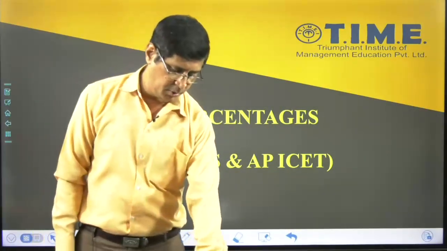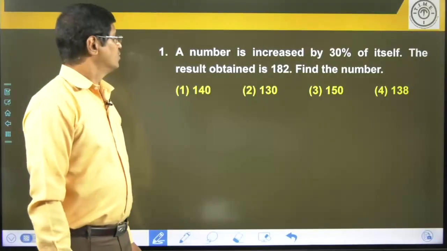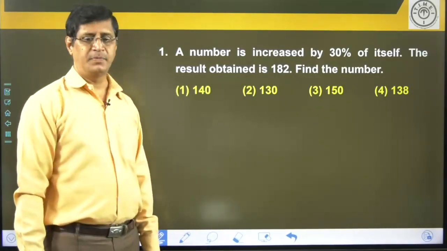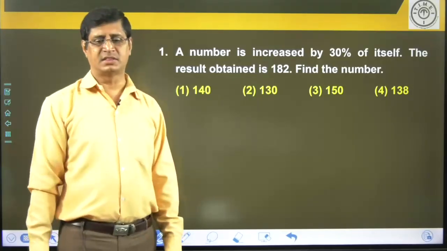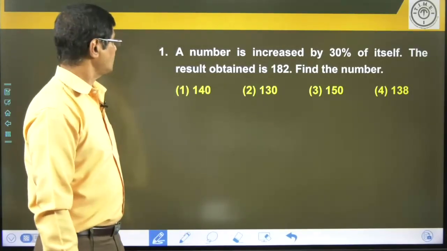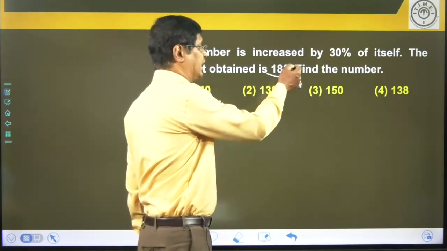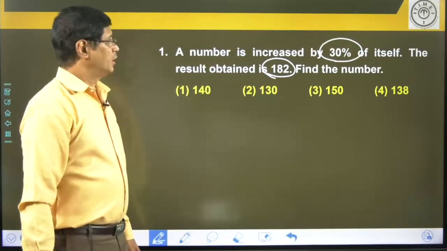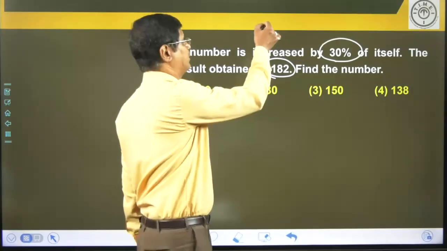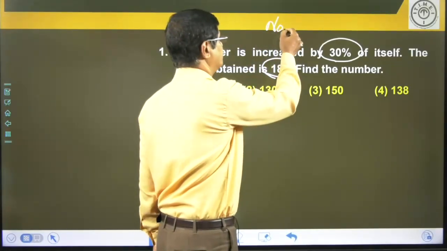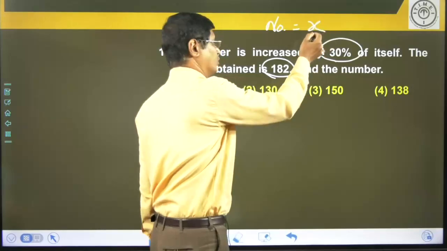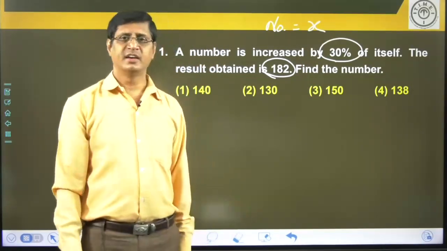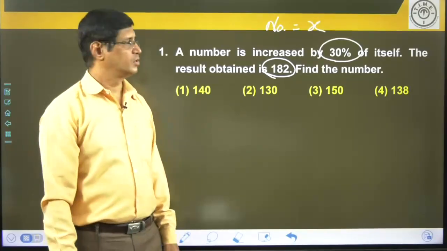Now we will look at the important questions from this topic. Look at the first question on your screen. A number is increased by 30% of itself. The result obtained is 182. Find the number. I am assuming the number as a variable x. You need not assume x all the time; you can take k or any other variable.